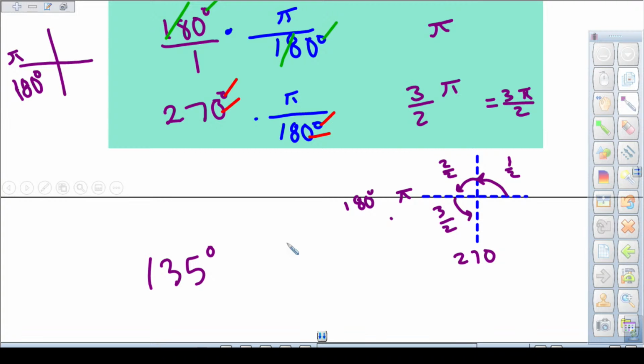Multiply it again. Just chugging along, following the same rule. There's no magic here. I gotta multiply it. I'm gonna multiply it by pi over 180. Chugging along here. And what do you think I'm gonna get on this side of the pi radians? How much would this be in pi radians?